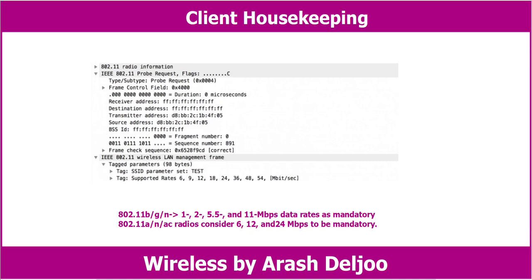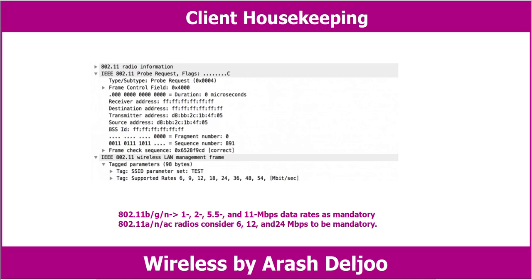802.11b/g/n radios are configured with 1, 5.5, and 11 megabits per second data rates as mandatory, and 802.11a and ac radios consider 6, 12, and 24 megabits per second to be mandatory.